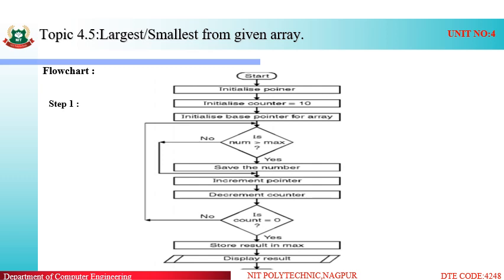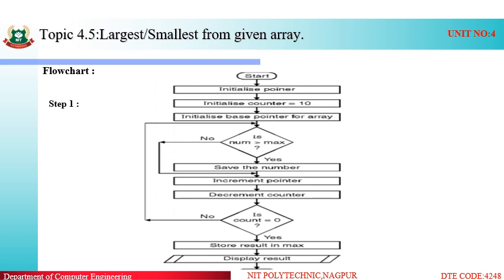If counter becomes 0, that is yes, we will store the result in the max variable, or we will store the result in the given variable which we have taken and then display the result. So this will be the flowchart for finding the largest number. For smallest number, what will be the case?